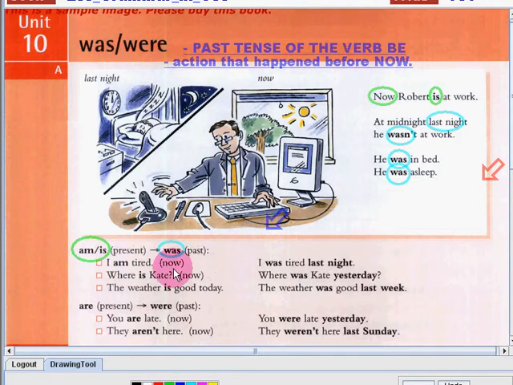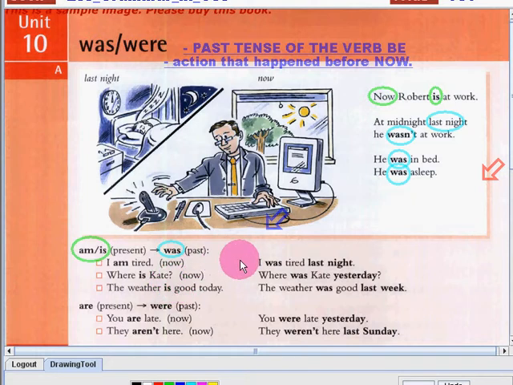I am tired now. Next, where is Kate? In this question, we use the verb is. So we know that the question is asking about the person Kate now. Next sentence. The weather is good today. Again, we use the verb is, and we have a very good clue here. It is mentioned that the time is today. So of course, if the time is today, the verb is in the present tense. So that's why we use is.